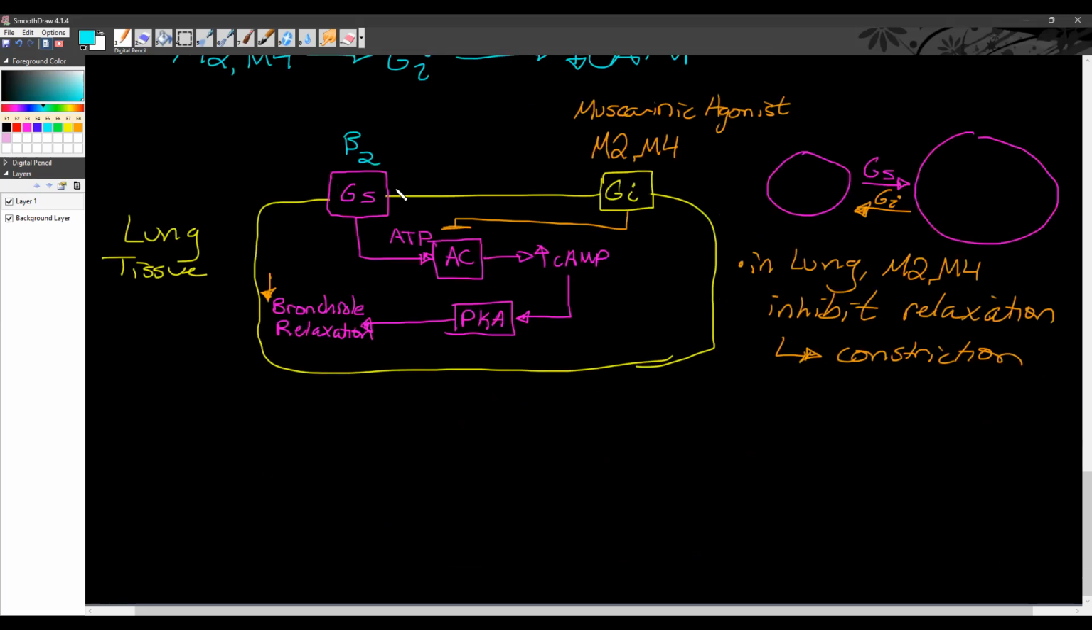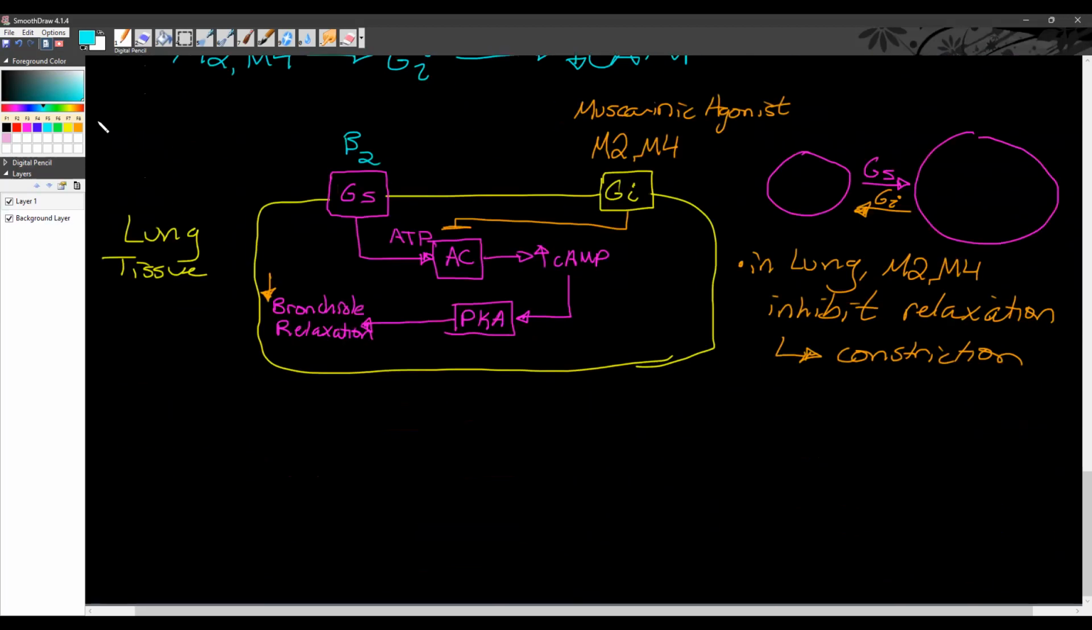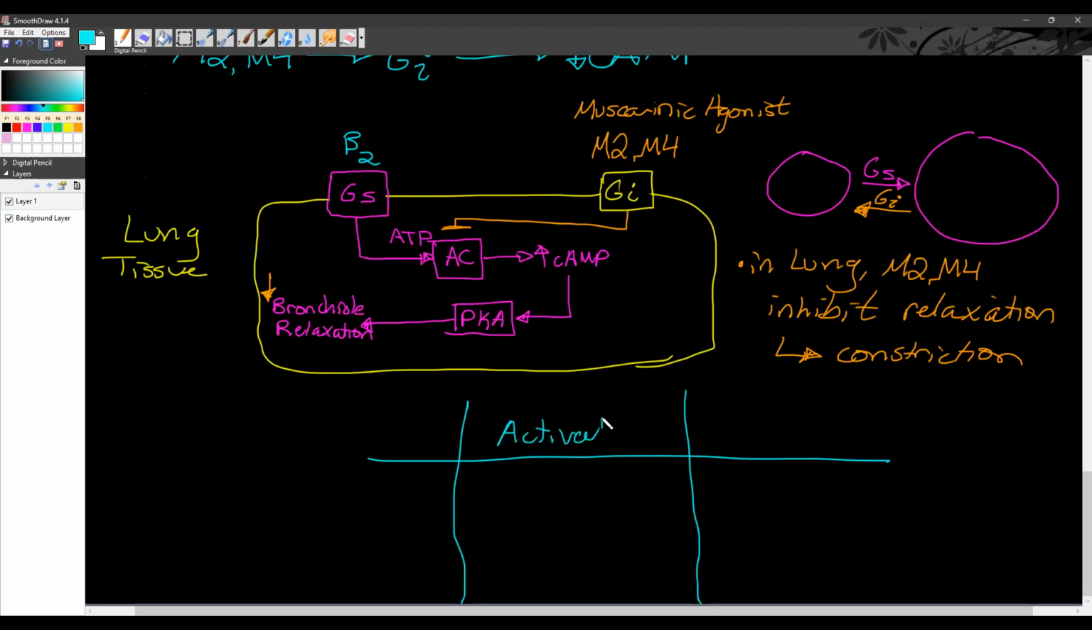So when we look at our chart, I don't have any room. When we look at our chart and we talk about activation versus inhibition in the lung, activating M2, M4 is going to cause bronchial constriction.